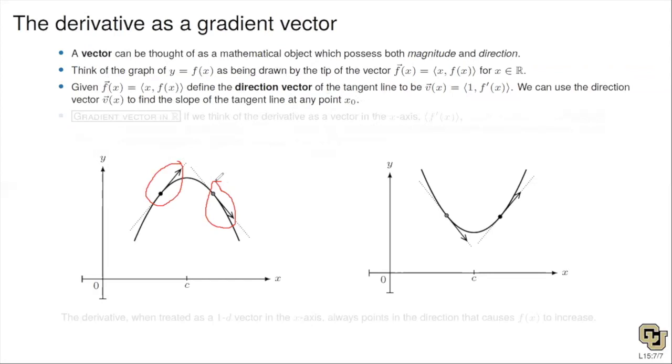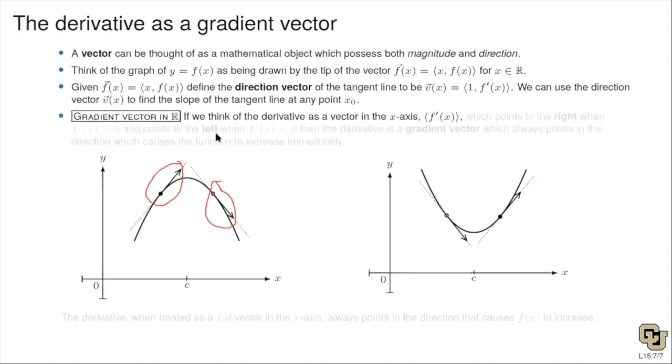But we can also interpret the derivative as being a vector, or an arrow, that lives in the x-axis only. This is the gradient vector part that we don't talk about in Calc 1. So if we think of the derivative as a vector completely living in the x-axis, how does the vector work? If the function is increasing, then in the domain at that point, we put an arrow pointing to the right.